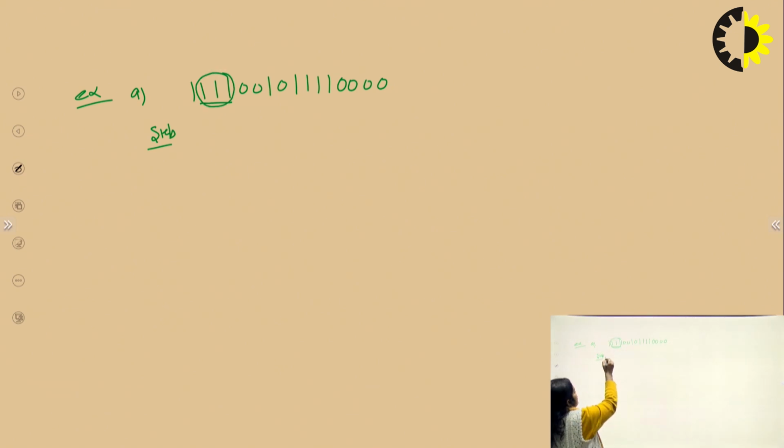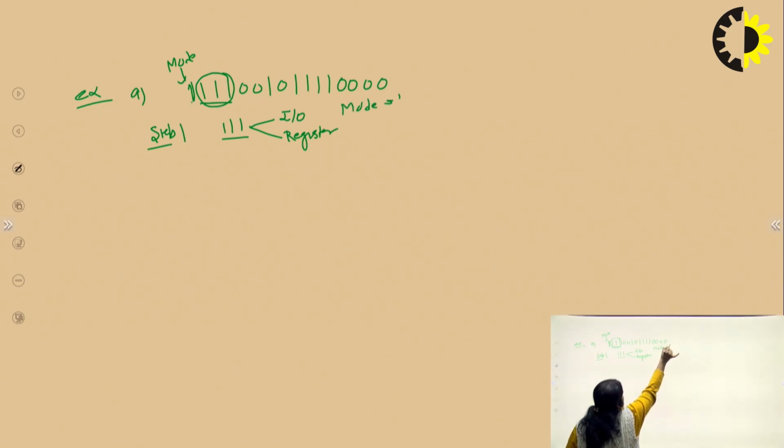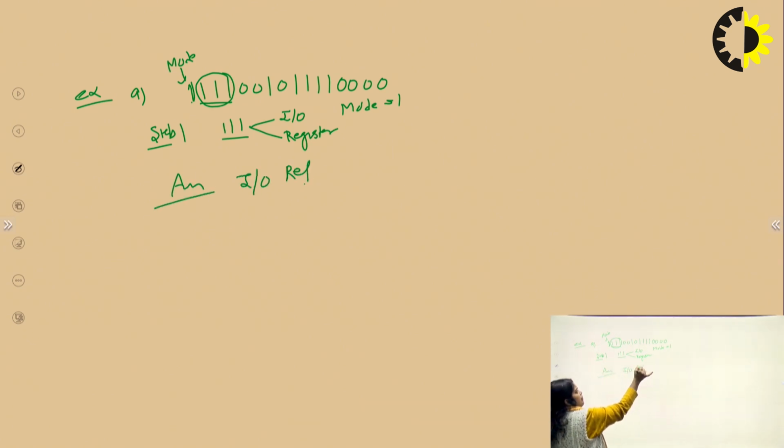There is a 111. It means your MSB is this 111. You have to check only this one. 111 is there. Now in this 111, it means it is possible that it is an IO or a register reference. Now again you have to check the mode. This one is the mode. Now you have to check that your mode is 1. It means definitely it is an IO reference instruction. Simple. That is the IO reference instruction.